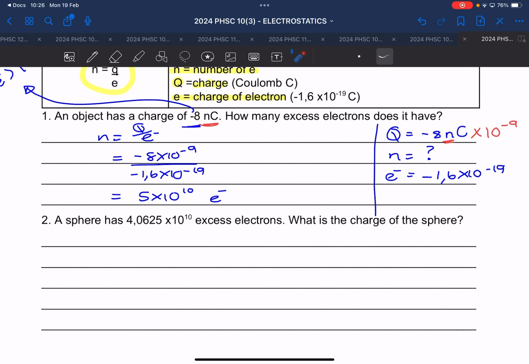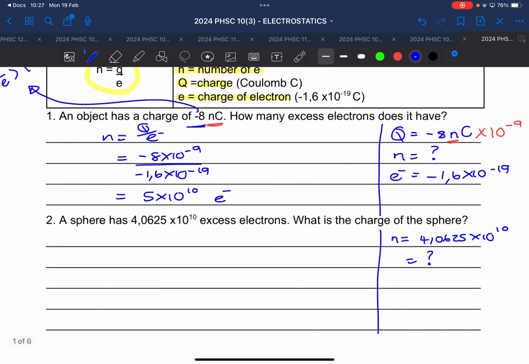Okay, so they tell you now the number of excess electrons, the number of too many electrons that it has, is 4,0625 times 10 to the power 10. That's how many electrons it has too much. Now they ask, what is the charge? Karabo, what is the symbol for charge? That is the, yeah, Q. That's what I'm looking for.